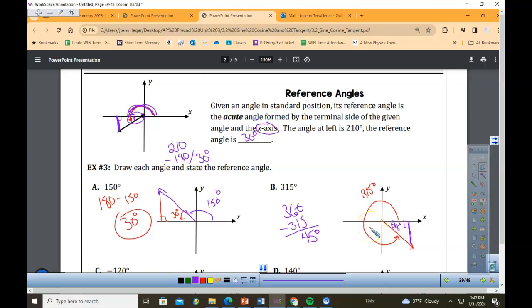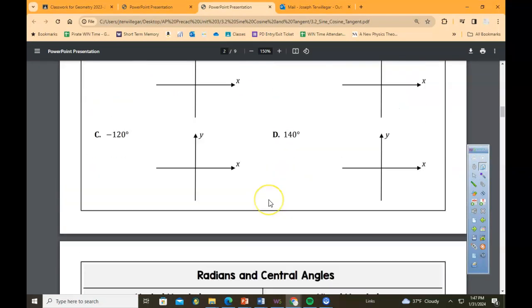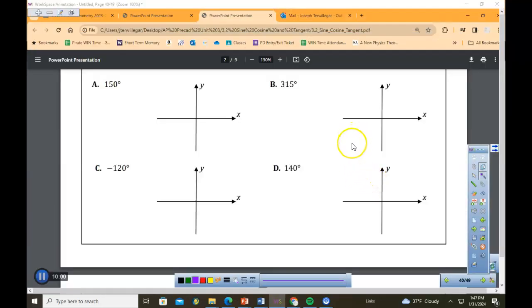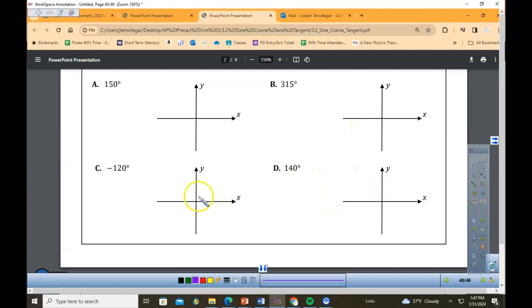All right, let's keep going. Two more. All right, letter C. I need to do negative 120. So I'm going to go this way this time. And it's greater than 90, so I'm going to draw my line in. That's 120, negative style, because it's clockwise.